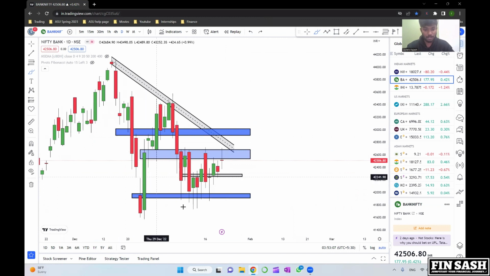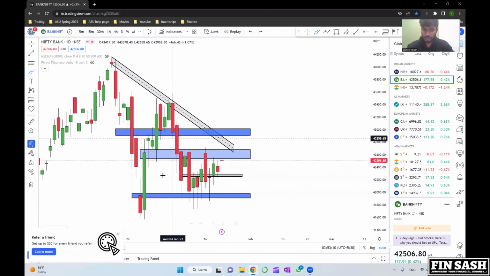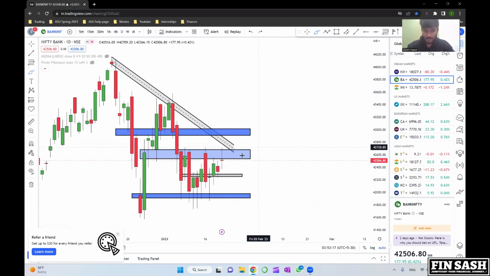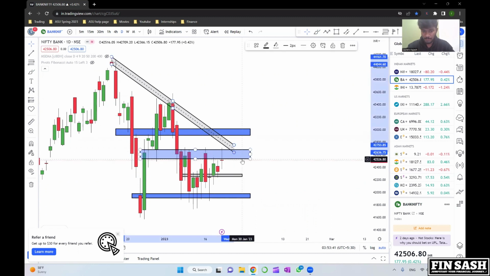But again, the reason, like for last week, the market was in the down move, so it had to go up and test this trend line, which it did. For this week, I feel that the market's going to come back down, taking support from this trend line. And this could be a first target of 42,200, and the next target can be this level. So you guys can just copy the levels really quick on your chart, right?